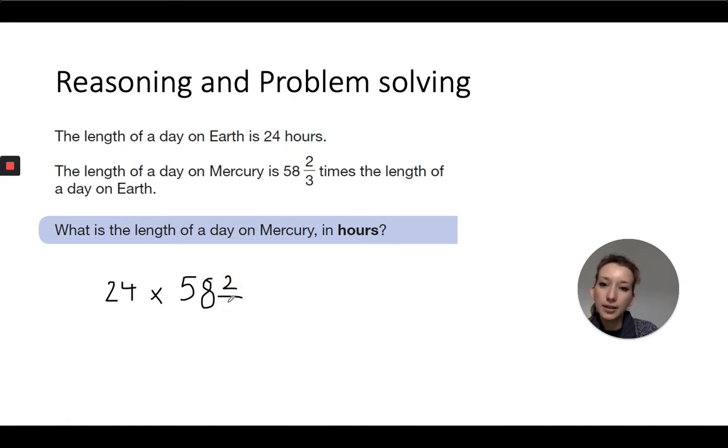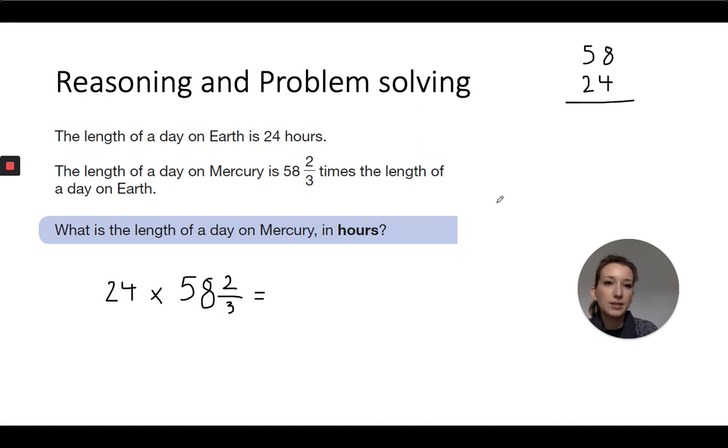You could either convert that into an improper fraction and do that 24 times over 1 and then multiply it out, which would be a massive number. Or you could partition it, so you could do 24 times 58 and 24 times 2/3, a bit like a grid method concept. So I'm going to do the latter, so 58 up here times 24, and then I'm going to add them together at the end. Okay, so this sort of grid idea.